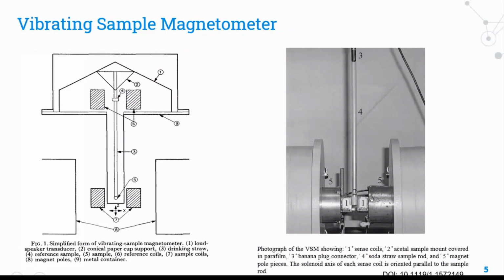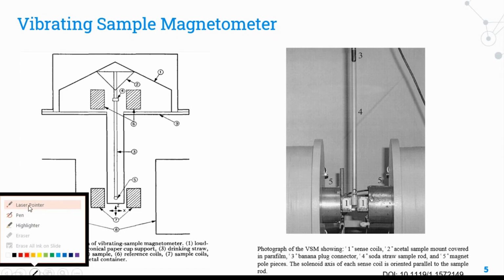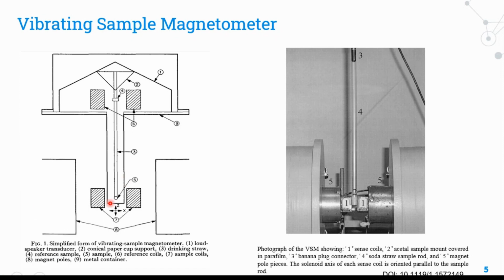Before going to the schematic diagram, from the name vibrating sample magnetometer, you can easily understand that the sample will vibrate here. Let me take the laser pointer here. This number 5 is our sample, and it will vibrate along the z-axis. So this is the vibrating sample, and the whole system is called a magnetometer. That is why it is called a vibrating sample magnetometer.